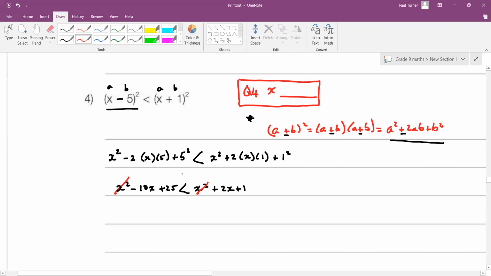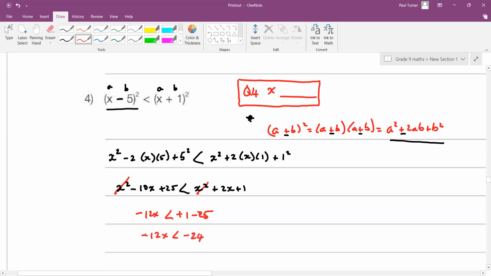So we could bring our 2x across to be minus 2x. That would be minus 12x. And 1 minus 25. Could have gone the other way, but 1 minus 25. Sorry, 25. So minus 12x less than minus 24.